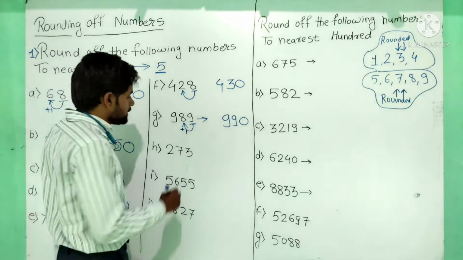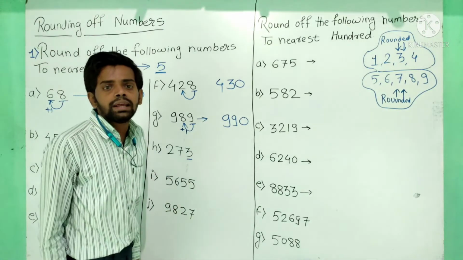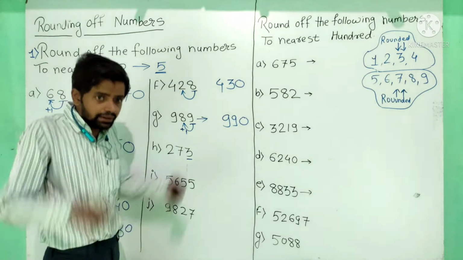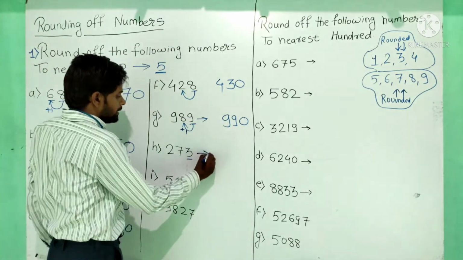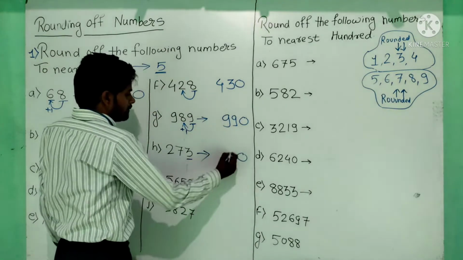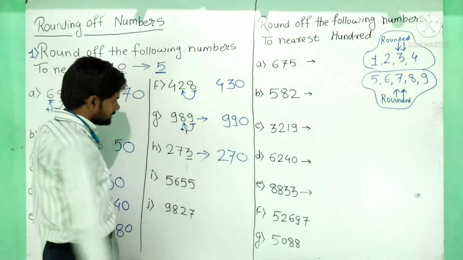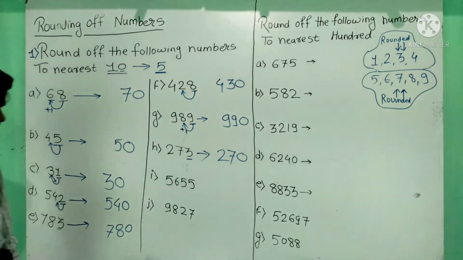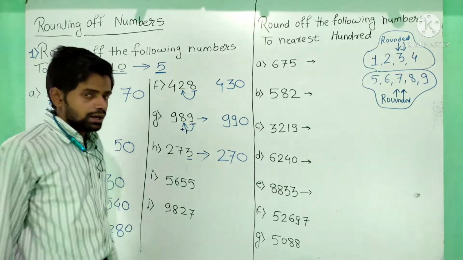Look everyone here, at the end there is only one zero everywhere. Okay, 273, weak digit, rounded down. Yes, it will be rounded down to 0. 7 will be as it is, 2 will be as it is. It is 270.